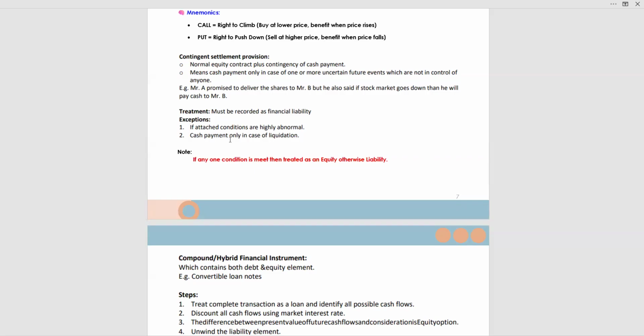Exception: if the attached conditions are highly abnormal. Cash payment only in case of liquidation, meaning if it is liquidated, then only cash payment. And if there are conditions which are highly abnormal, then in this case, if either or both are met, it will be considered as equity, otherwise financial liability.